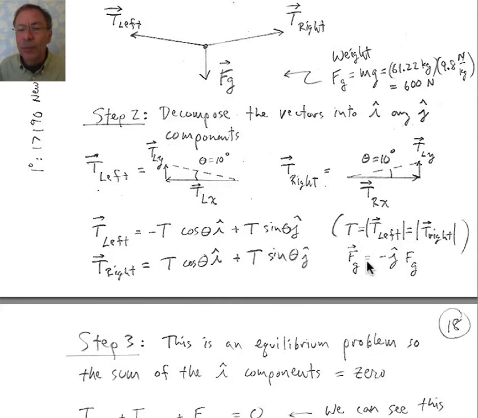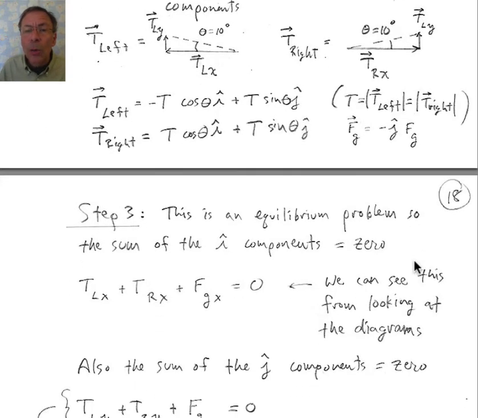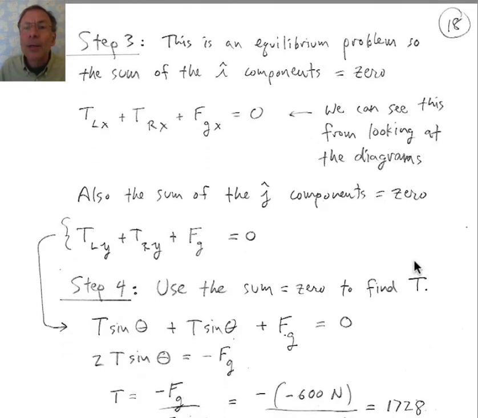Just to be complete, we're decomposing the weight vector, the downward vector. It's pointing downward, so it's negative j hat times the magnitude of the weight, which would be mg. Next step: it's an equilibrium problem, so the sum of the horizontal components and the sum of the vertical components will each be equal to 0. For the horizontal components, we have the left x component plus the right x component plus the x component of gravity, which by the way is 0.